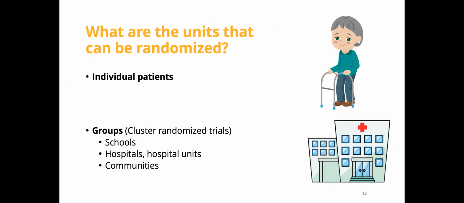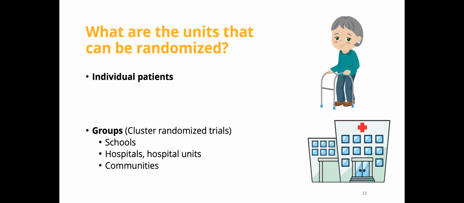So there are different units that can be randomized. We can randomize individual patients, but we can also randomize groups. And these are typically referred to as cluster randomized trials. And by groups, I mean things like schools. You can randomize a school to a particular intervention, a hospital unit, or a community.